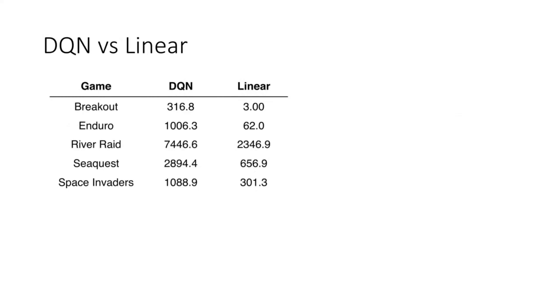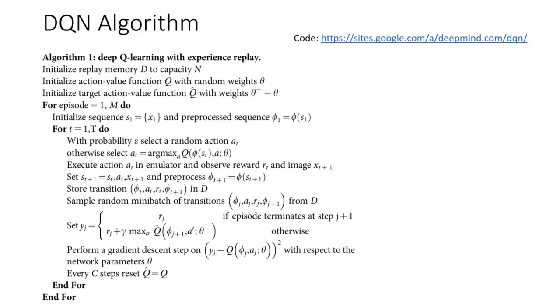And the performance compared with a linear network: this essentially explains the power of neural networks. Clearly, you can improve from 3.0 to 316 by moving from linear function approximation to nonlinear function approximation with a neural network. Okay. The algorithm is very simple, and I have given the link for the code. You can look at the code. The code is also very simple. It's just that they took so much processing time and computation power. The code and algorithms are simple.